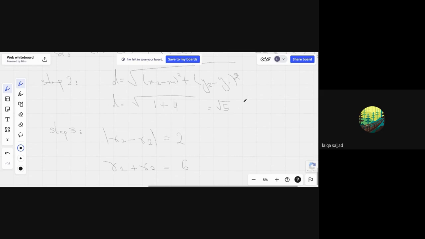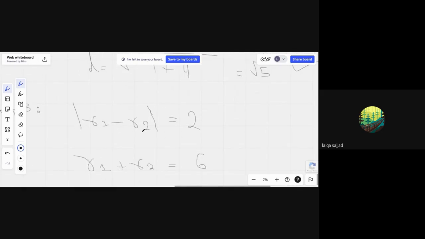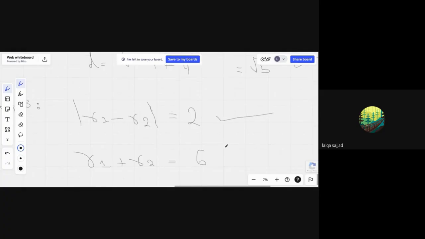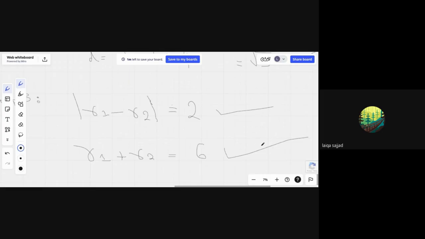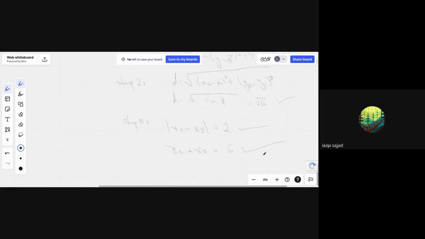Based on these three things that we will calculate, the first thing will be the distance between the centers. Then you have to find the difference of the two radii, and then you have to find the sum of the two radii. And after calculating these three things, you will check different possibilities. We will see the cases.